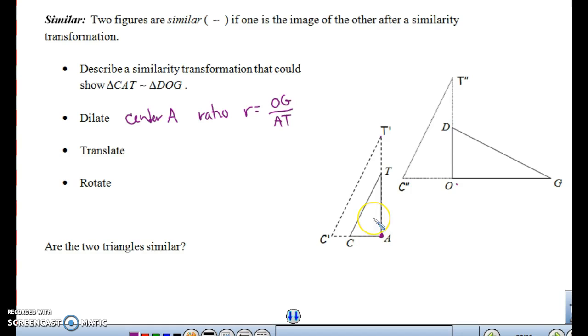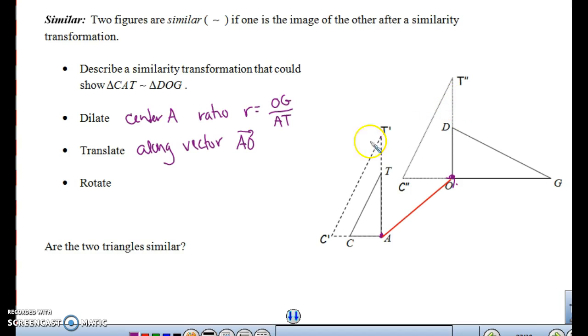Now, then I'm going to translate. So I'm going to go along vector AO. I'm going to go from here, the big triangle, the dotted triangle becomes AO right here, so A becomes O. There's my first point that lines up.